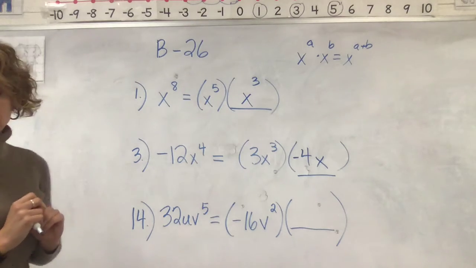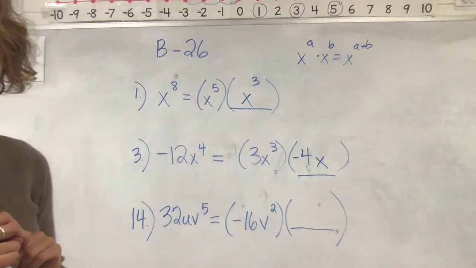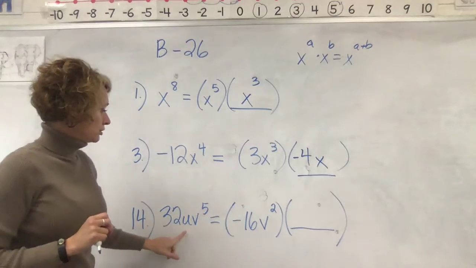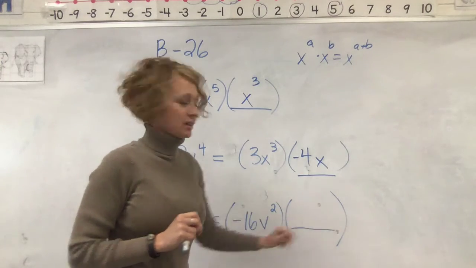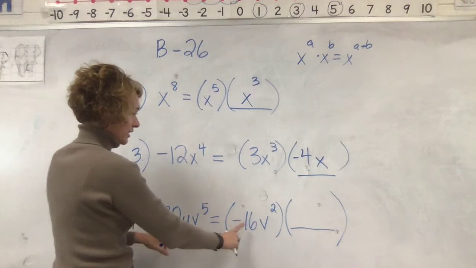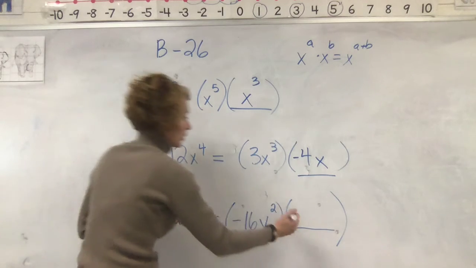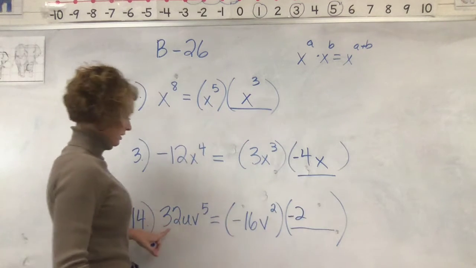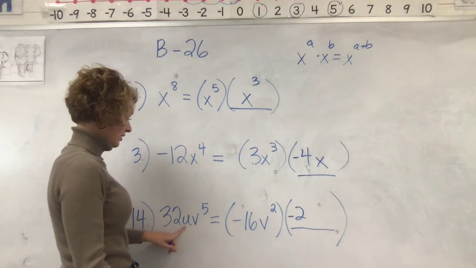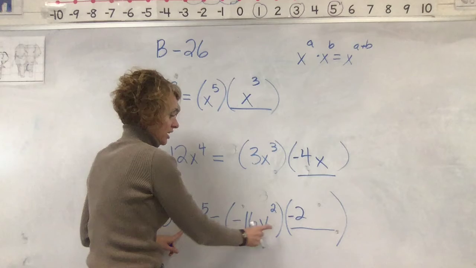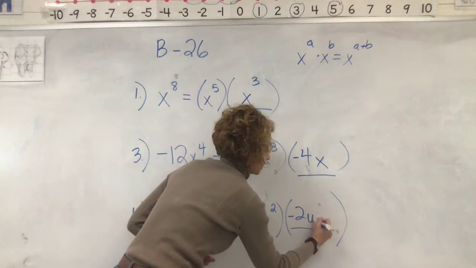And look at our last one. If you would skip down there to number 14, where it shows you 32uv to the 5th. What would you fill in as your missing expression? So if you've got negative 16 times what would have to give me 32? Well, I know that'd have to be a negative 2. And then this has a u on it. This one doesn't. So you're going to have to put a u on that term.